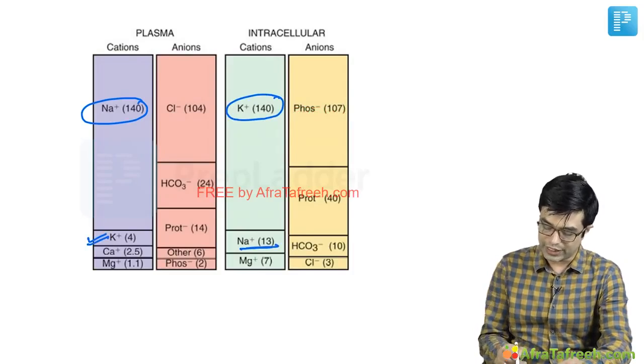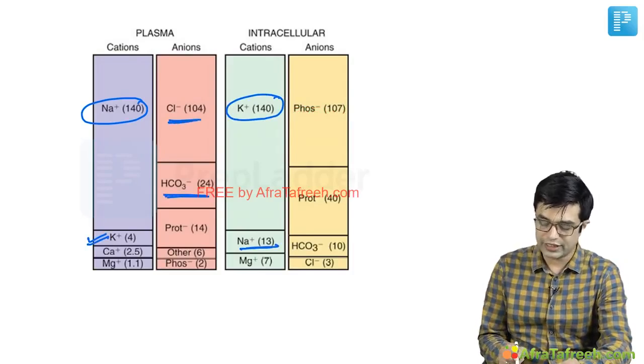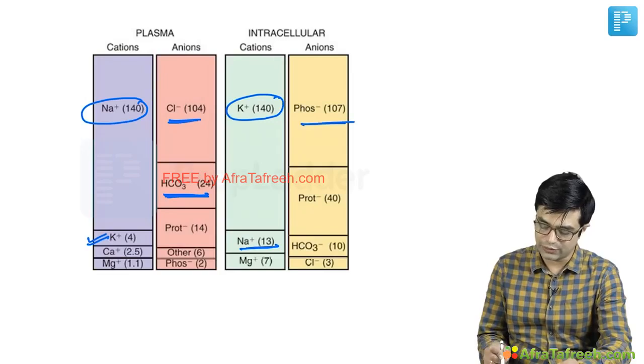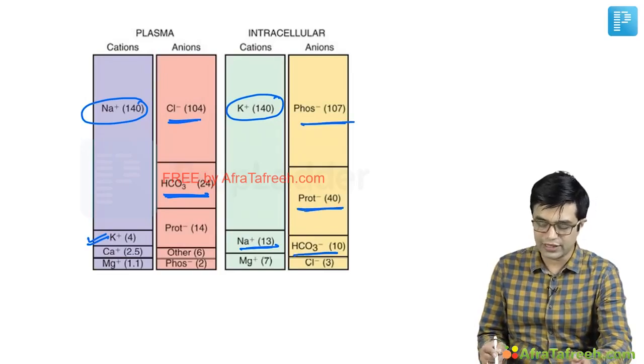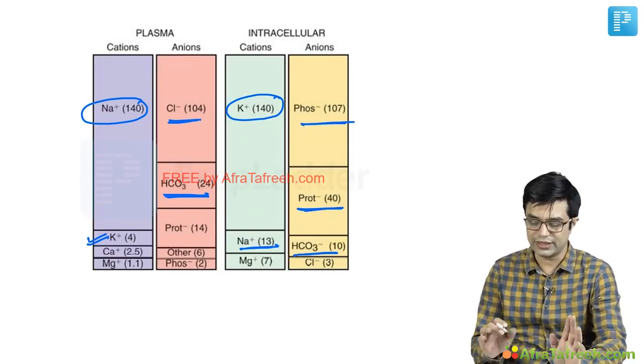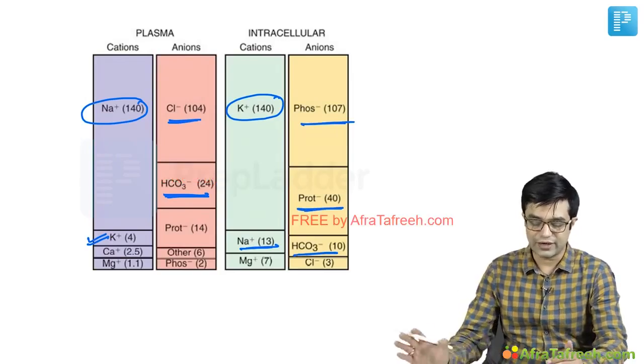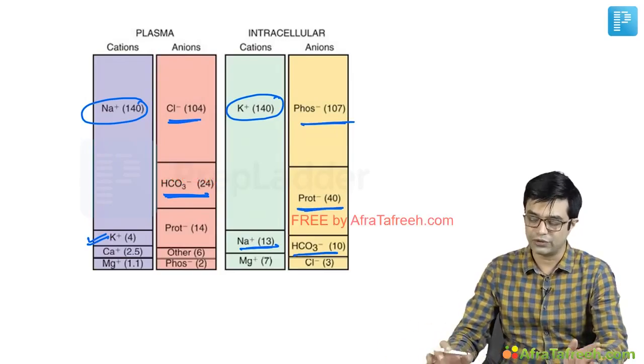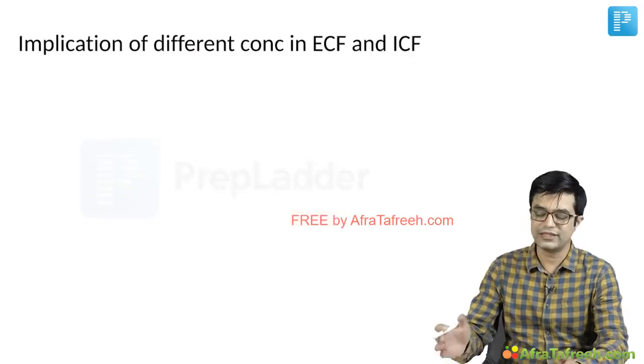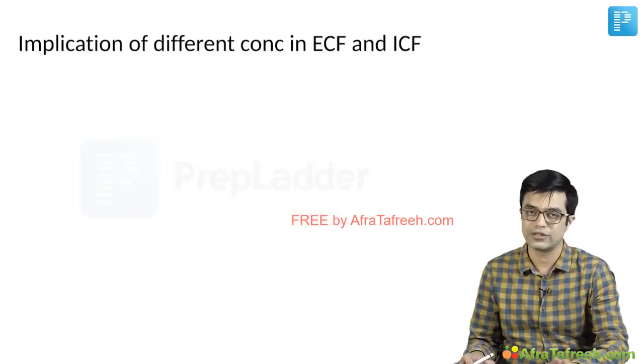Similarly, chloride and bicarbonate are the predominant anions outside. Inside you have the phosphate, proteins, some amount of bicarbonate, and chloride is minimal. So these are the relative compositions that you need to remember. What is the implication of these different concentrations of electrolytes across the spaces?